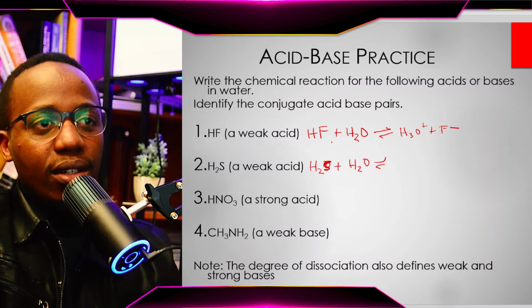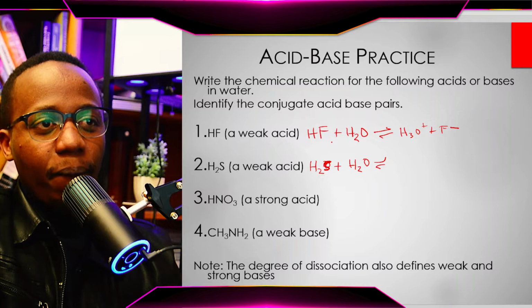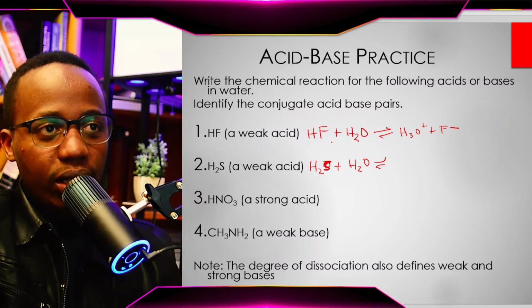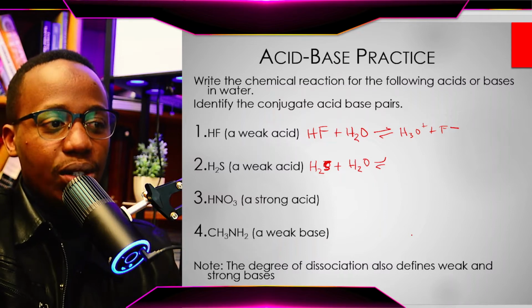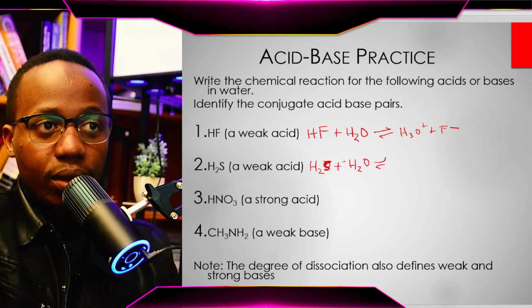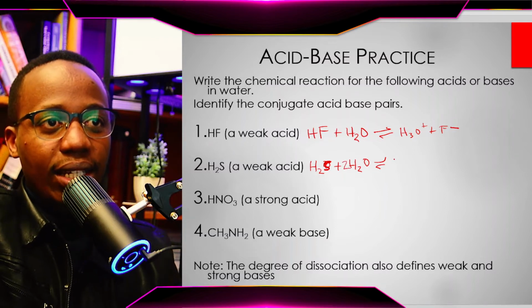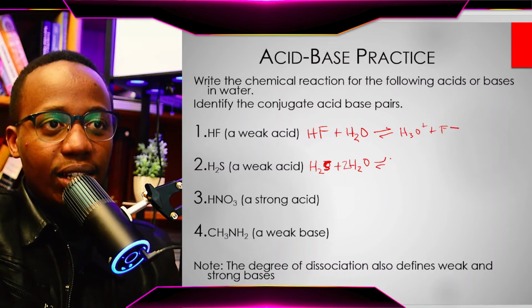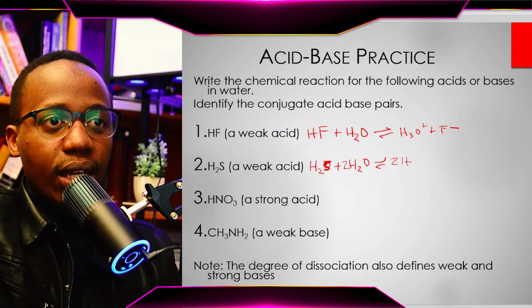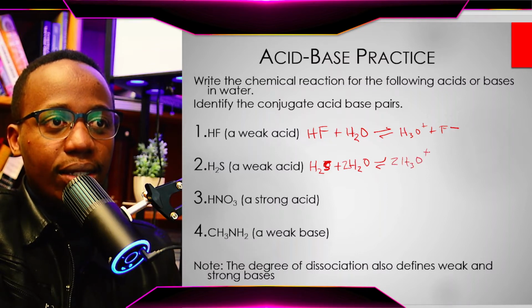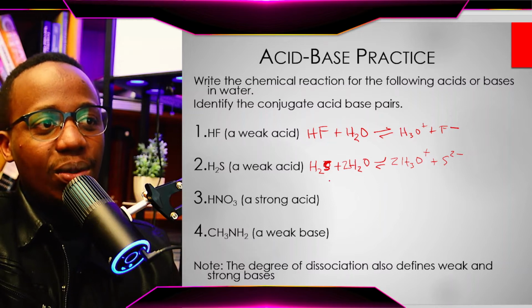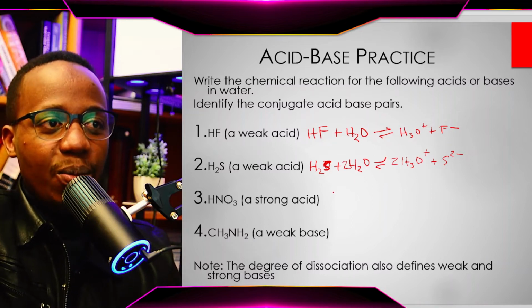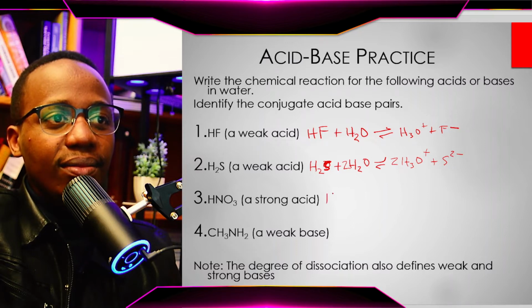What happens? Well, you're going to need two waters. If one hydrogen reacts with one water, like above, if you have two hydrogens, you're going to need two waters. So 2H2O. It's that easy. And then in the end, guess what you get? You get 2H3O plus and S2 minus. And it's a weak acid, so you get the arrow. It's that easy.